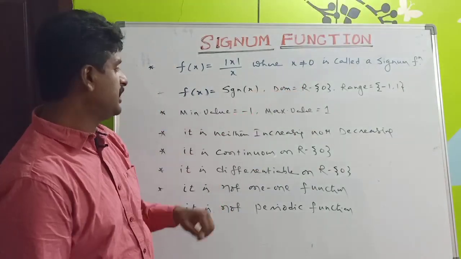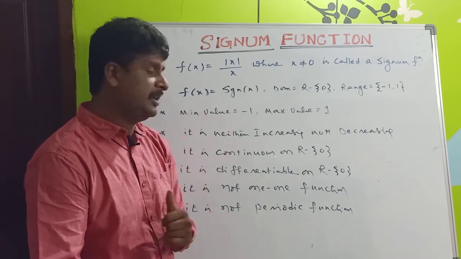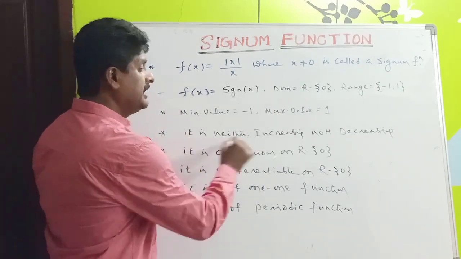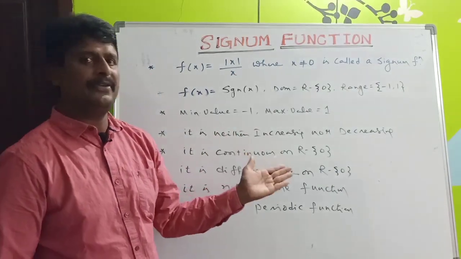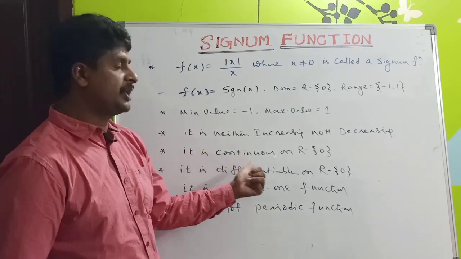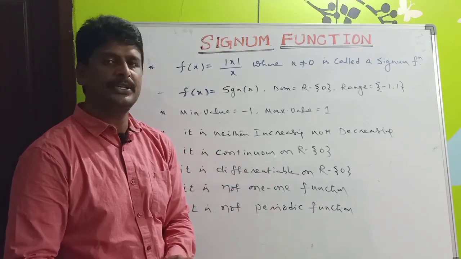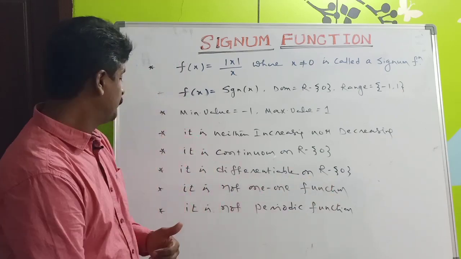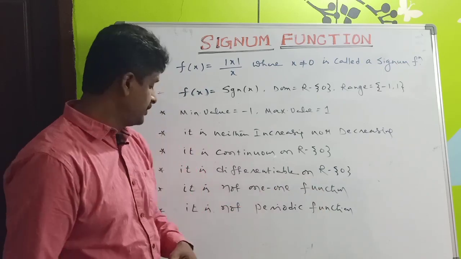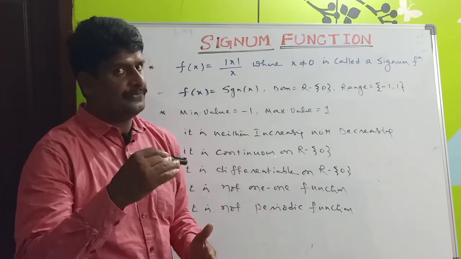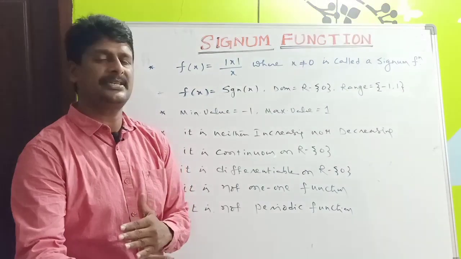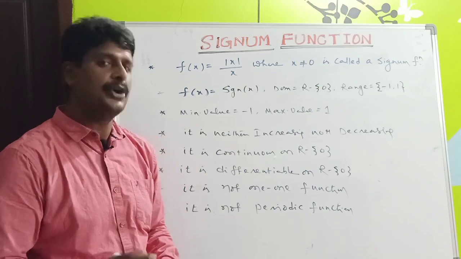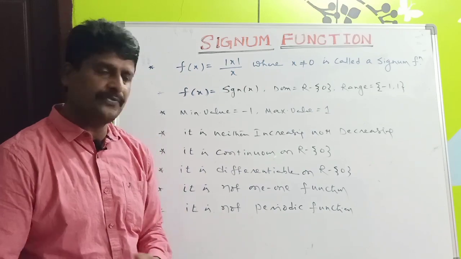By observing the range, we can say that the minimum value is minus 1 and the maximum value is plus 1. Very easy to identify. And also, it is neither increasing nor decreasing, as we have already seen through the graph. It is continuous on R minus 0. Except 0, it is continuous everywhere. It is differentiable on R minus the singleton set 0. It is not a one-one function. Why? If we draw a straight line parallel to the x-axis, there exists a line which intersects the graph at infinitely many points. That's why it is not one-one.